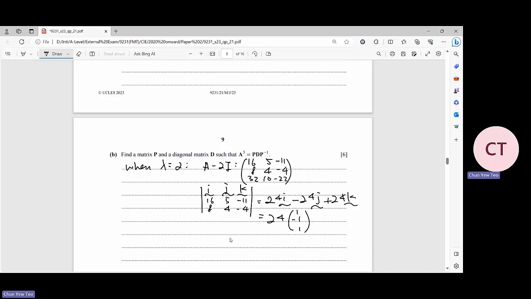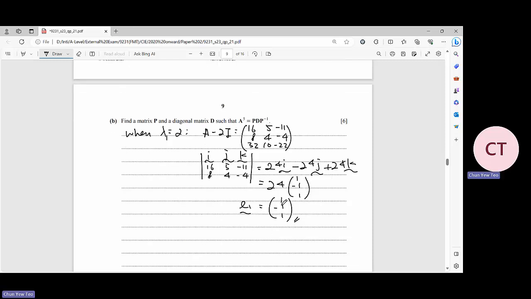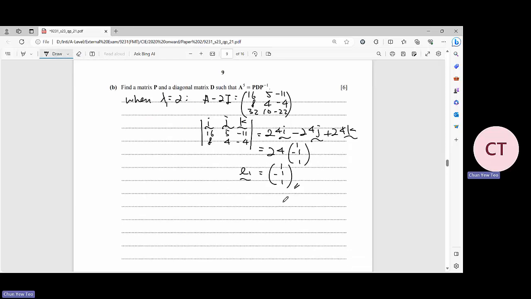Then you can say that your lambda 1 will correspond to E1, which will be 1, negative 1, 1. Just take the base. We call them the base. So the 24 can be ignored, because all of them share the common factor. So just take the base. So that is lambda 1.